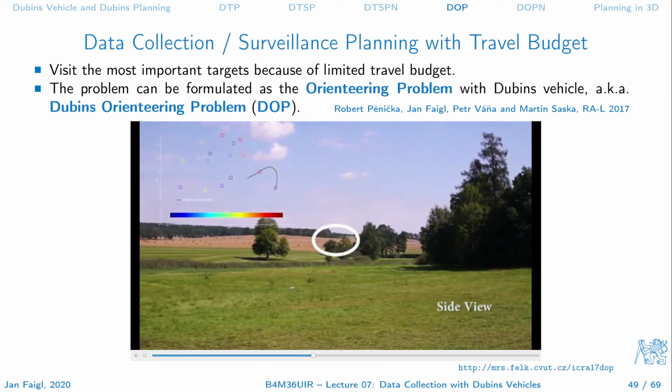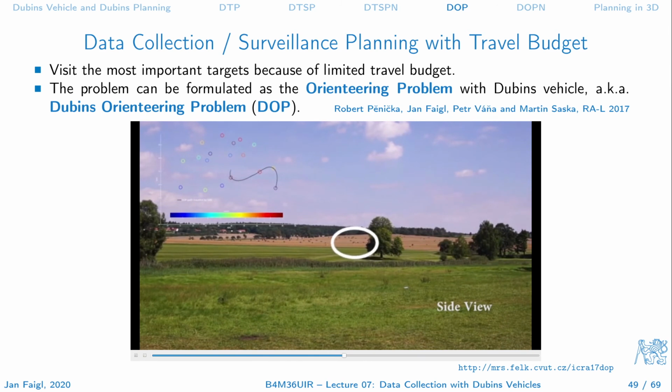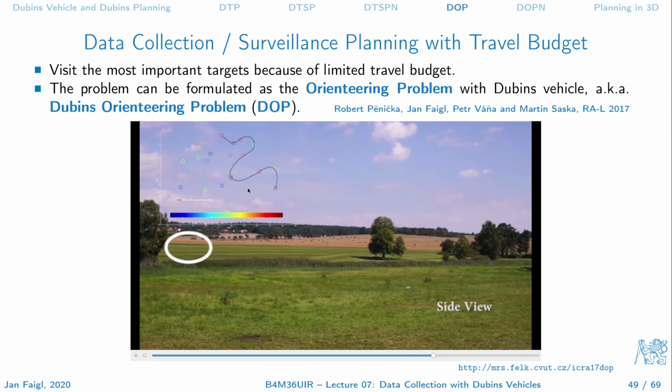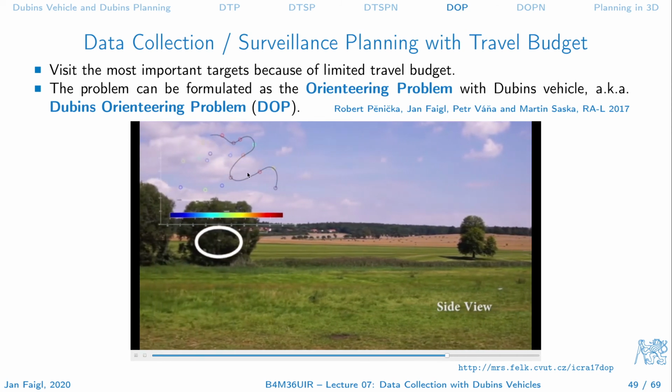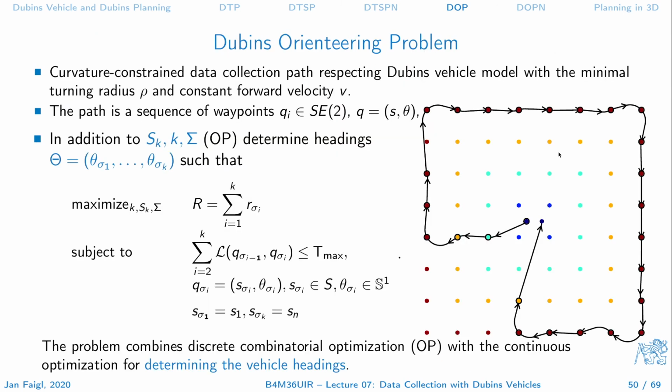locations of interest, but we cannot capture all of them. There is a limited travel budget, so we need to consider the selection of the most rewarding locations where there is something really interesting. So that's the motivation, and also during this work we consider that it is important to directly solve the Dubin's orienteering problem. And what is the formulation? So we have a curvature-constrained data collection path that respects the Dubin's vehicle model with minimum turning radius and constant forward velocity.